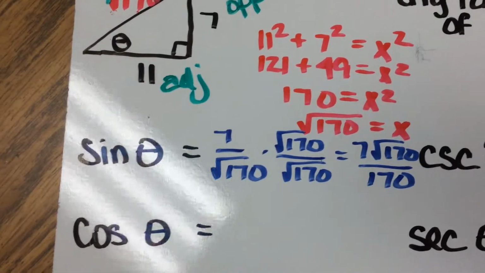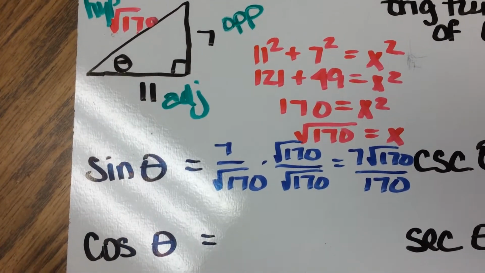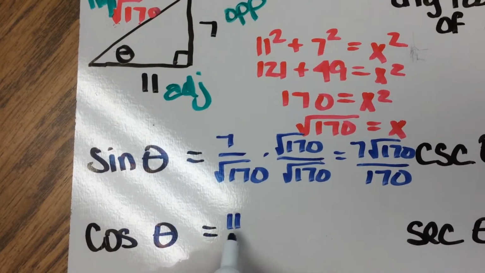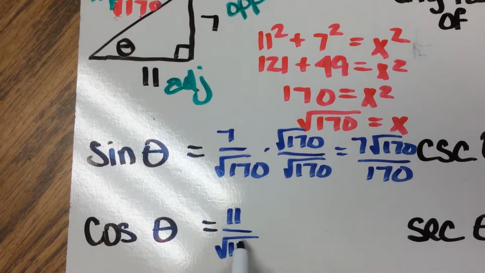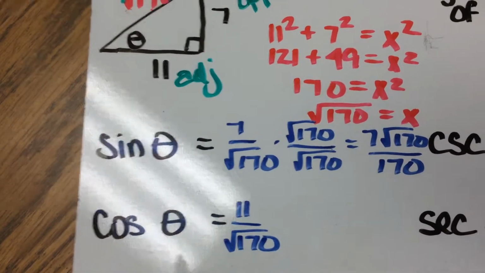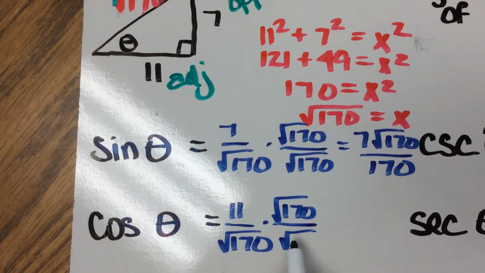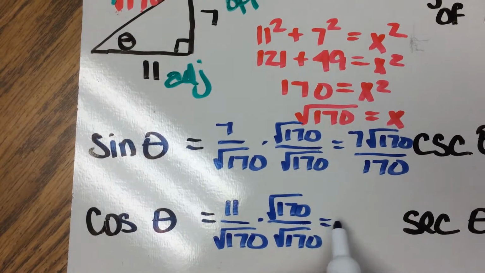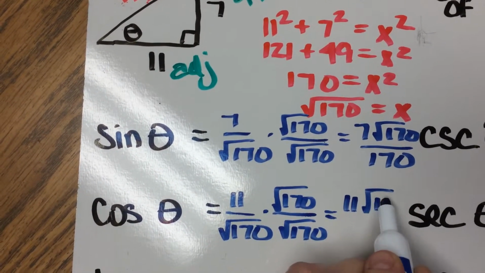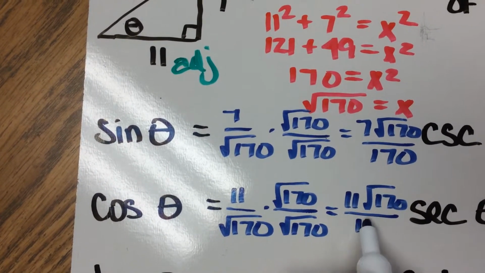Same thing for cosine theta, except this time it's adjacent over hypotenuse. And again, not allowed to have that radical in the denominator, so I'm going to rationalize that, ending up with 11 square root of 170 all over 170.